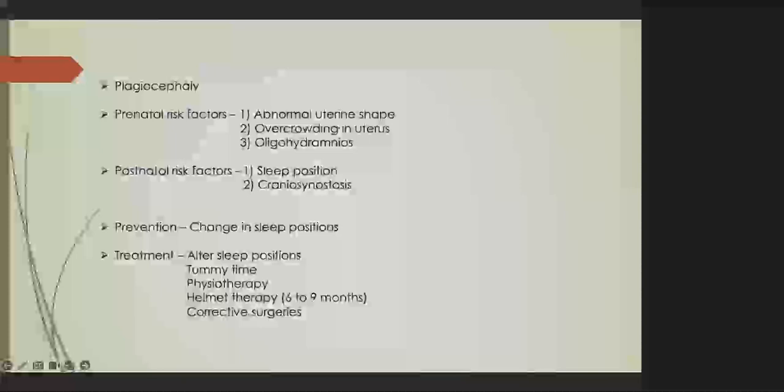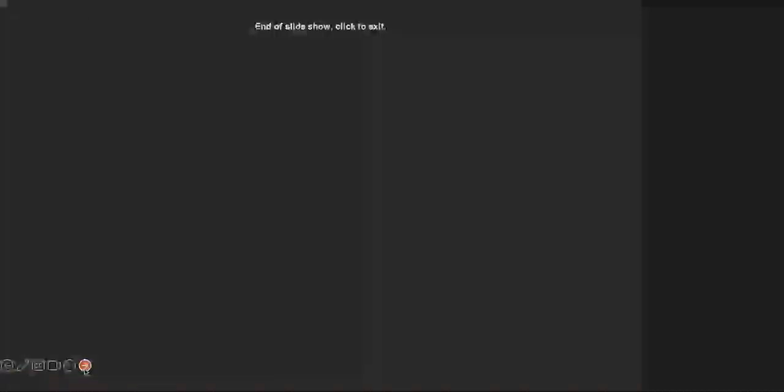And the prenatal risk factors would be an abnormal uterine shape, overcrowding, and oligohydramnios, and the postnatal would be sleep positions and craniosynostosis. Prevention is having frequent changes in the sleep positions and not having a preference. The initial treatments could be just alteration of the positions, tummy time, and physiotherapy. Helmet therapy can be tried around 6 months, and later cases and those associated with craniosynostosis will go for corrective surgeries. Yes, so that's it.